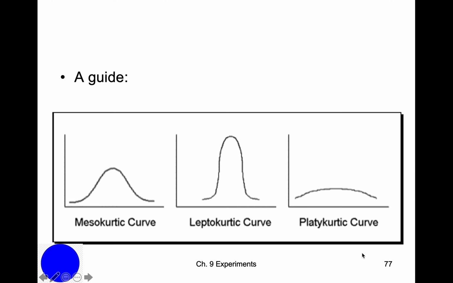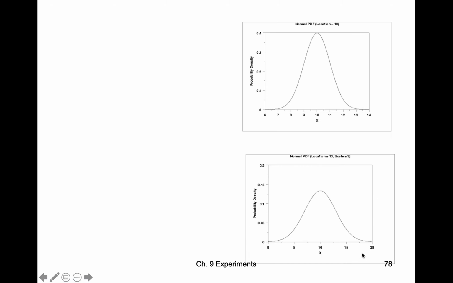So a guide is mesocurtic curve, leptokurtic is leaping, and platykurtic is, you could also maybe say, like a plate. It's kind of flat. I just was thinking of that right now. It's a stroke of genius.